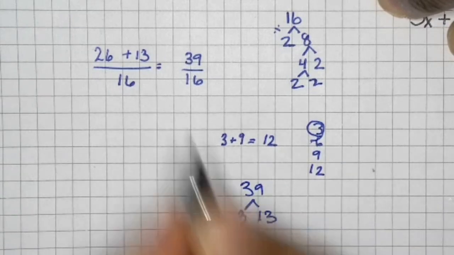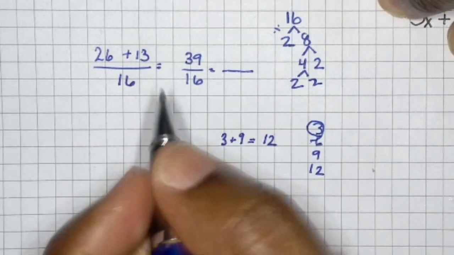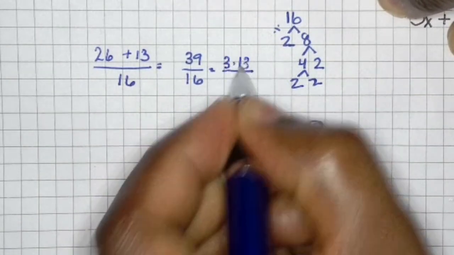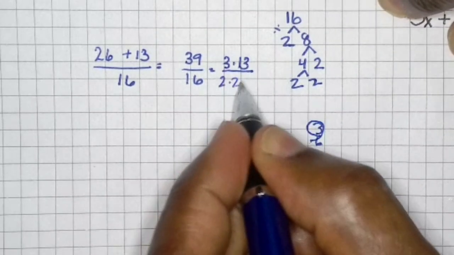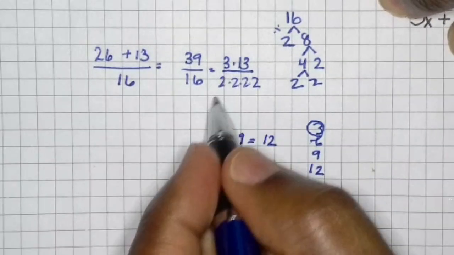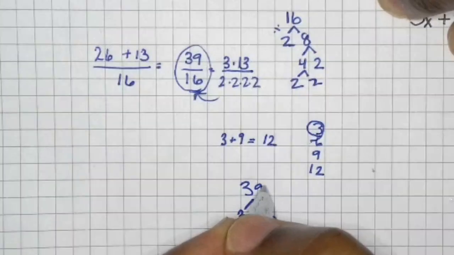What I meant to say is there are no common factors of 39 and 16. 39 is 3 and 13. 16 is 1, 2, 3, 4 2's. Anything in common? No. So our answer is still 39 over 16.